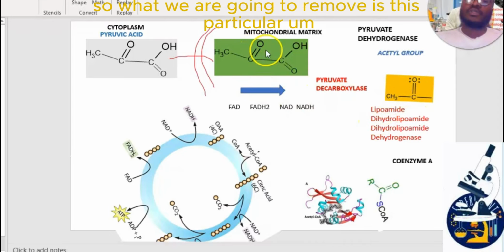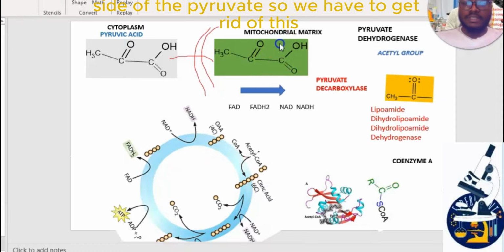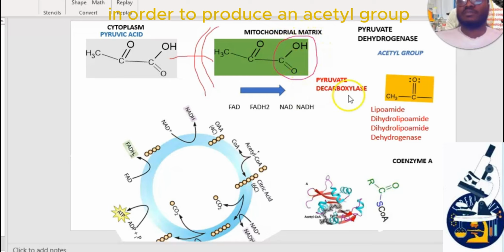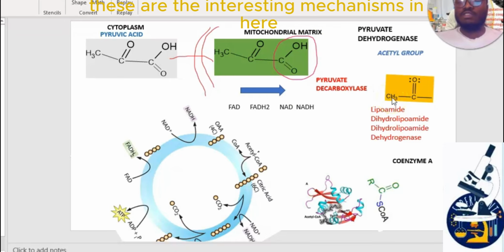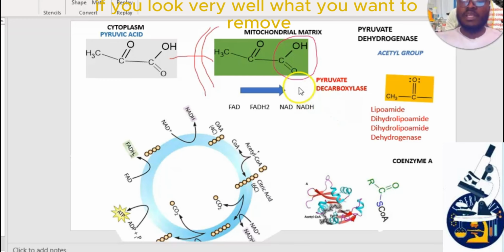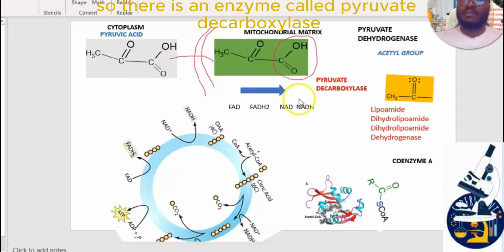So what we are going to remove is this particular side of the pyruvate. So we have to get rid of this. I wanted to draw it. So you have to get rid of it in order to produce an acetyl group. These are the interesting mechanisms in here. There are enzymes present to do this function. If you look very well, what we want to remove, this C double bond O and the C dash O, is carbon dioxide. So there is an enzyme called pyruvate decarboxylase.